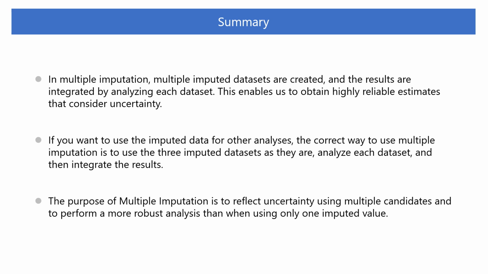If we want to use only a single imputed dataset for another analysis, we can average the 3 imputation results and integrate them into a single dataset. However, we should be aware that this method does not match the purpose of multiple imputation. The purpose of multiple imputation is to reflect uncertainty using multiple candidates and to perform a more robust analysis than when using only one imputed value.